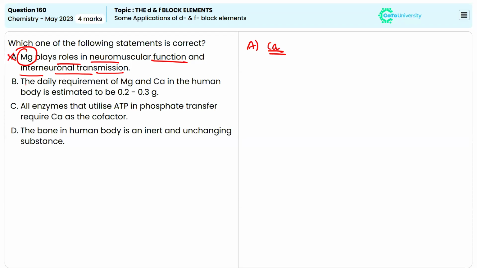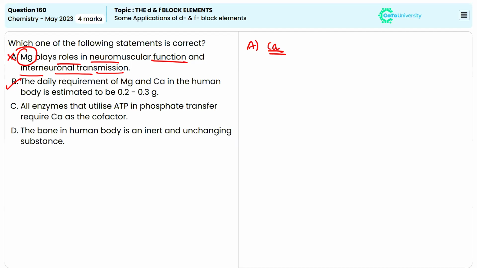Okay, and coming to option B, the daily requirement of magnesium and calcium in the human body is estimated to be 0.2 to 0.3 grams. This is the correct statement, because about 200 to 300 milligrams of calcium and magnesium are required by our body each day. So this is the correct one.